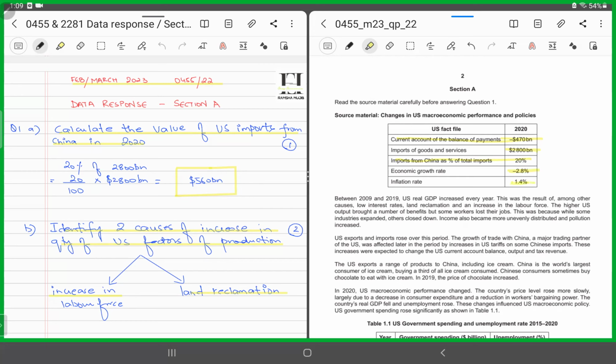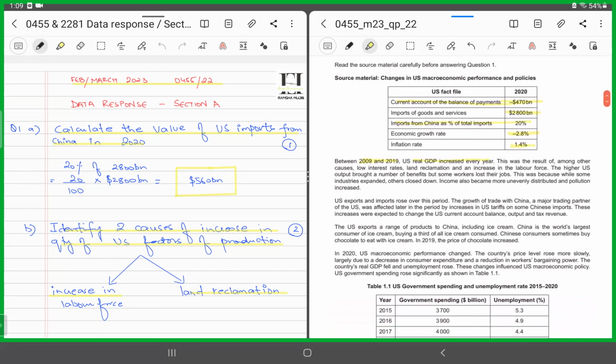Now they say that between 2009 and 2019, that means for a period of 10 years, US real GDP increased every year. This was a result, among other causes. So now they are giving us reasons why there was an increase in its real GDP. Real GDP is GDP that has already been adjusted for inflation. That means the economy grew in real terms, right? What were the reasons behind it? They say low interest rates, land reclamation, and an increase in the labor force. So these were the three prime reasons that contributed towards the growth in real GDP.